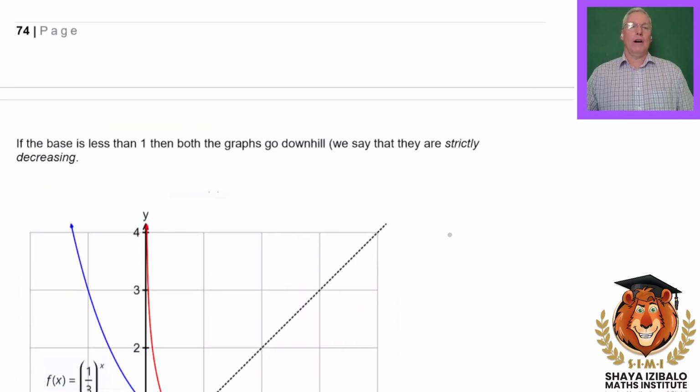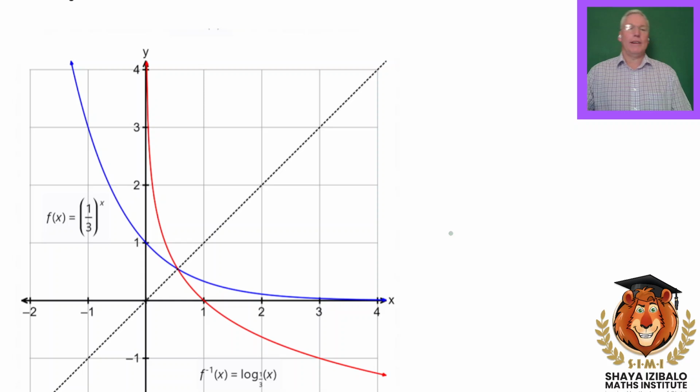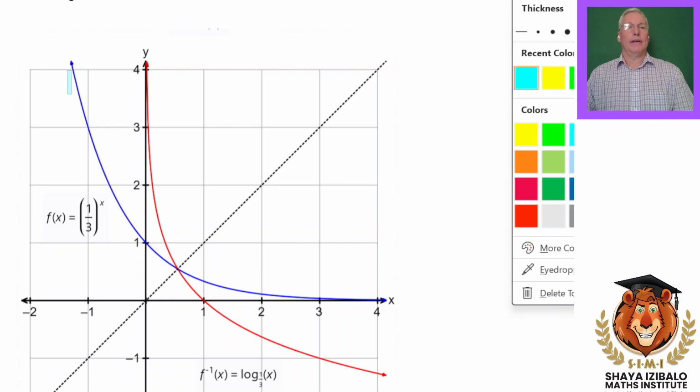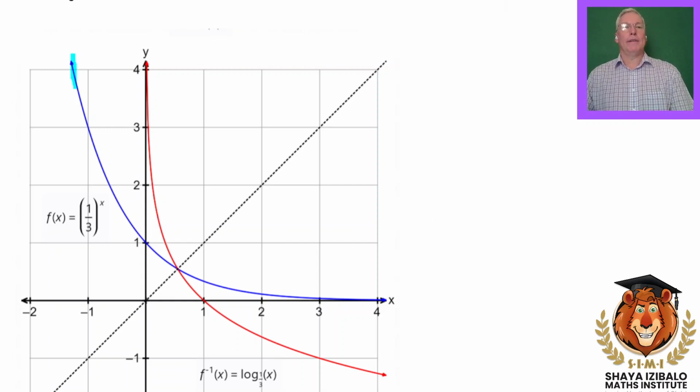We just want to quickly show you that if the base is less than 1, then the graphs go downhill, both of them, the log graph and the exponential graph. Sorry, just struggling to get this here. The base is less than 1, they both go downhill. The exponential graph is the blue one and the log graph is the red one.